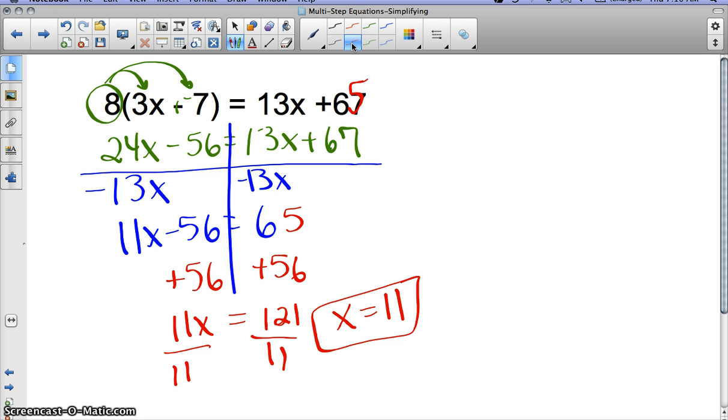Alright, so overall though, not too bad. Remember, make sure you simplify first. We had to do a little distributive property before we could do anything.